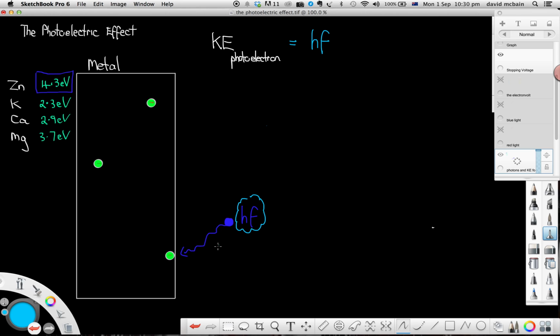but some of that energy is used simply to get the electron out of the metal. And that energy, remember, that minimum energy needed to get the electron out of the metal is called the work function. And so it's going to be HF minus W. And that's the photoelectric effect equation, where HF is the energy of our photon and W is the work function.